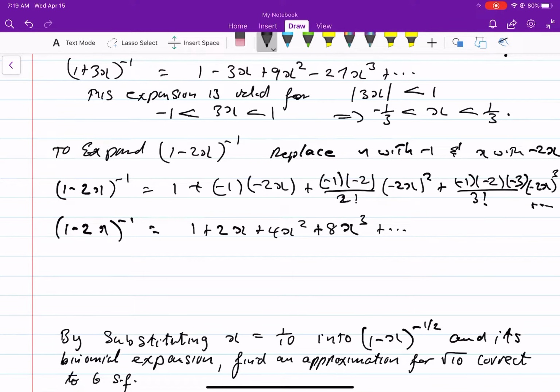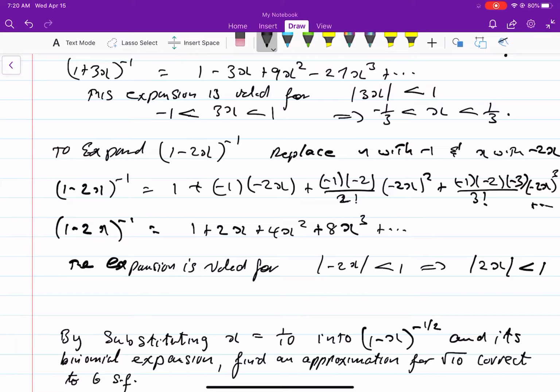Okay. And now we have to find the set of values of x for which this expansion is valid. The expansion is valid for the modulus of minus 2x being less than 1, which implies that the modulus of 2x is less than 1, which implies that 2x is between minus 1 and 1, which implies that x is between minus a half and a half.